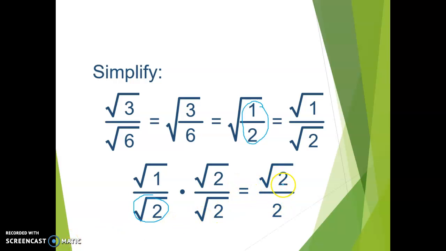I cannot reduce these. I can't take 2 divided by 2 because this, remember, is not actually 2. It's the square root of 2. We can't just ignore that sign.